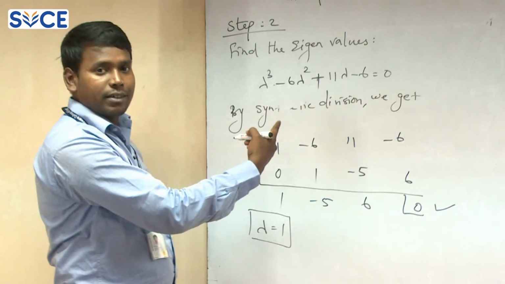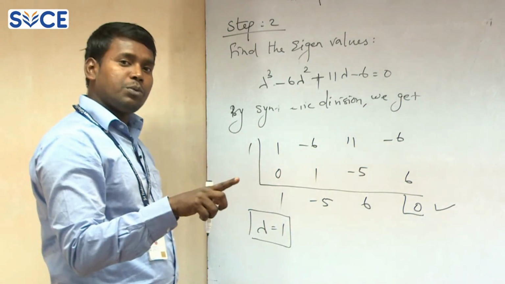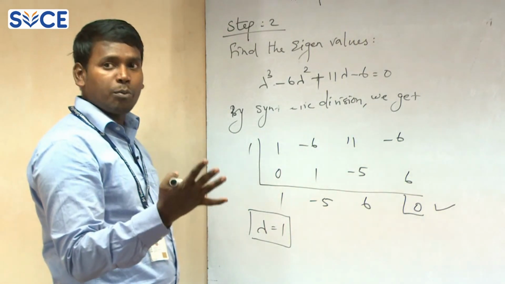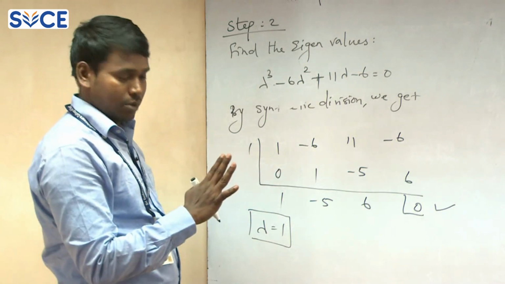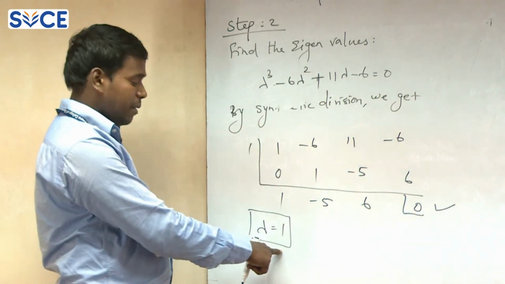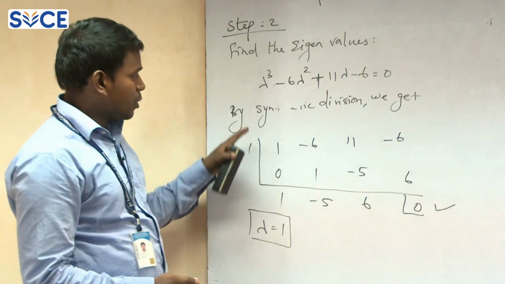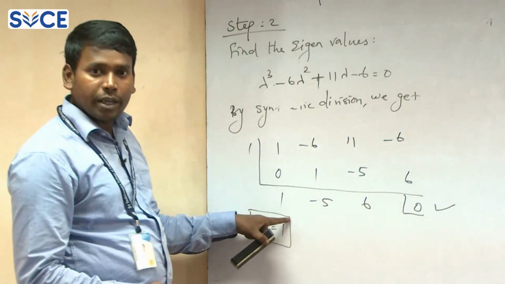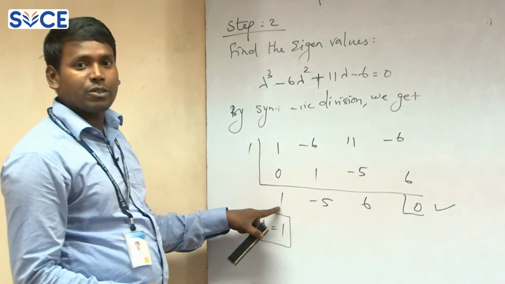A 3 by 3 matrix has 3 eigenvalues, a 2 by 2 matrix has 2 eigenvalues, and a 4 by 4 matrix has 4 eigenvalues. Now the first eigenvalue is lambda equal to 1. Next we have to find the remaining 2 eigenvalues. Now the cubic equation becomes a quadratic. So first lambda cube, and here the system starts with lambda square.